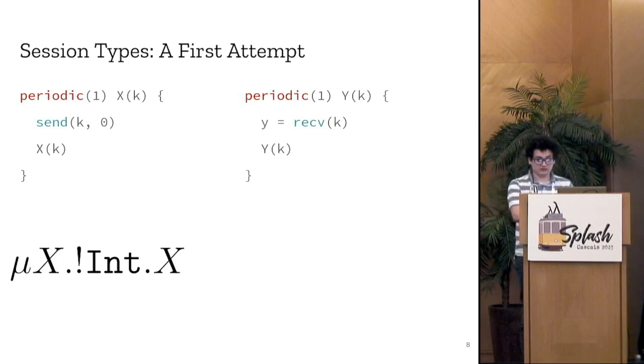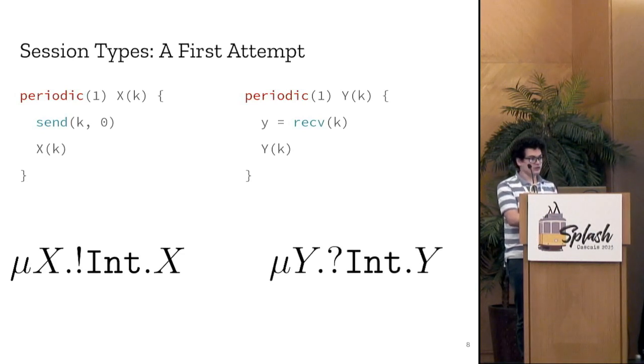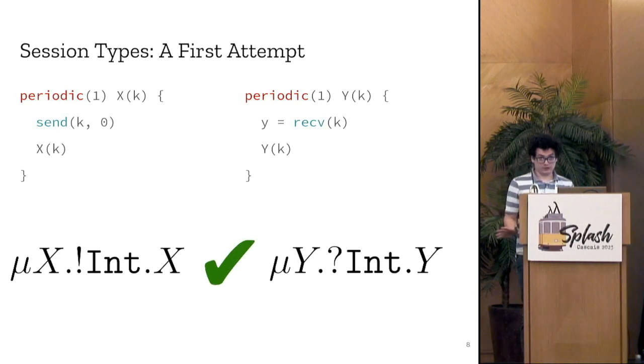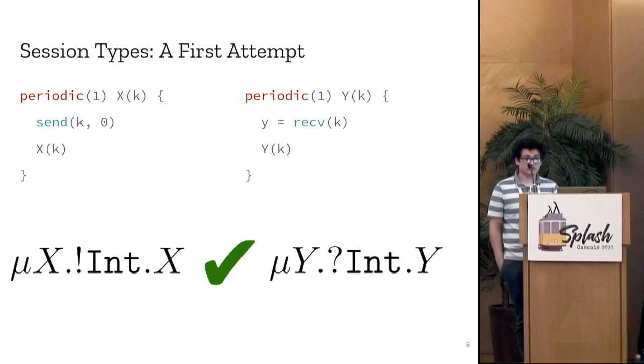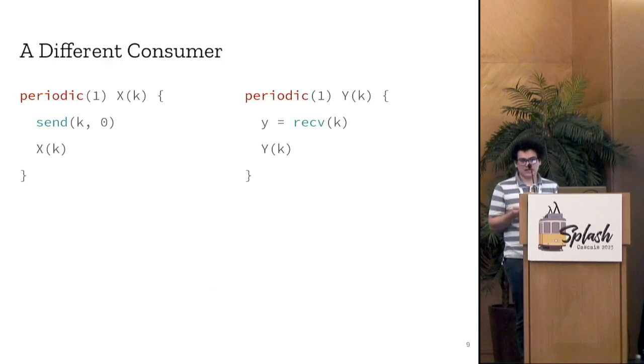Now, analogously, our consumer is going to have a type where it receives that int. And this is good, because we have that duality property I was talking about a moment ago. So we can, in fact, type check this. If I walk along these types syntactically, I can see that everything lines up. But what happens if I change that consumer process just a little bit? And by just a little bit, I mean one character. I flip that period of 1 to be a period of 2.